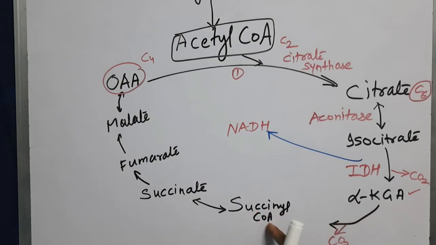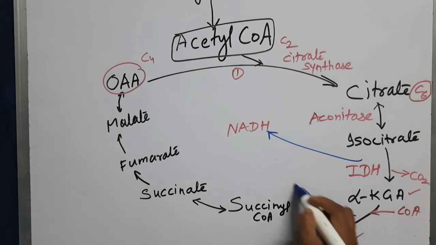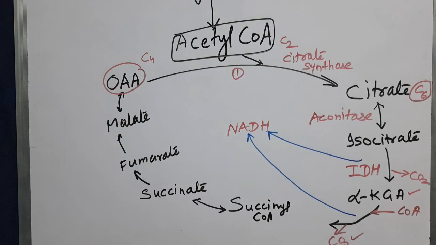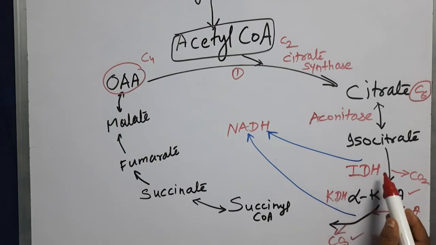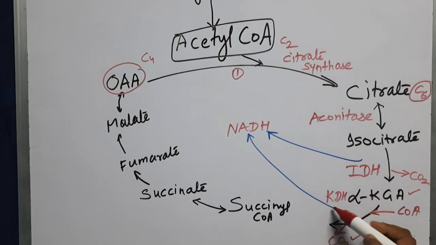The next step is alpha ketoglutarate converted to succinyl-CoA. Here one CoA will enter and one CO2 is released. This step also produces one NADH. The name of the enzyme is alpha ketoglutarate dehydrogenase. Here isocitrate dehydrogenase, here alpha ketoglutarate dehydrogenase. So this is our fourth enzyme.